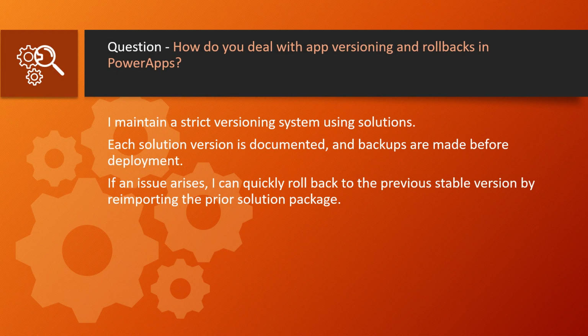How do you deal with app versioning and rollback in Power Apps? So there should be a strict versioning system using solutions, and each solution version should be documented and a backup should be there before making any deployment. And if any issue arises, a quick rollback should happen and the previous stable version should be re-imported.